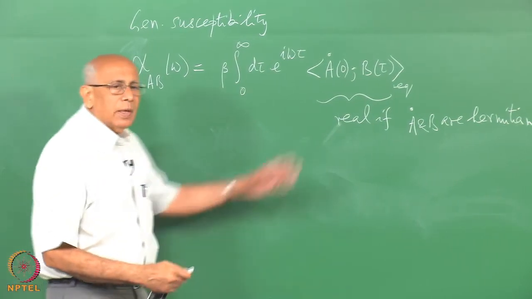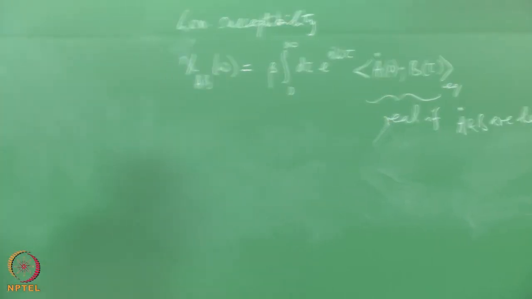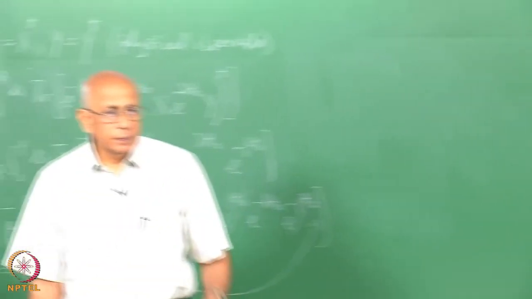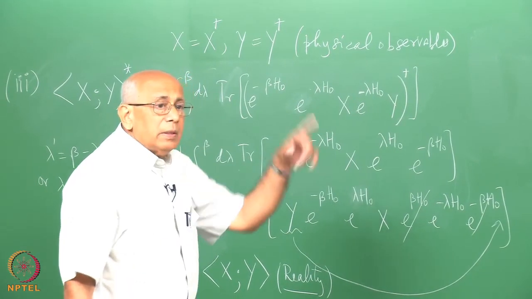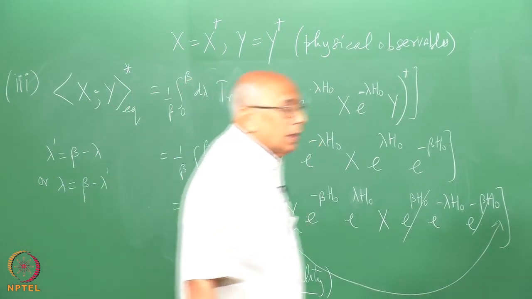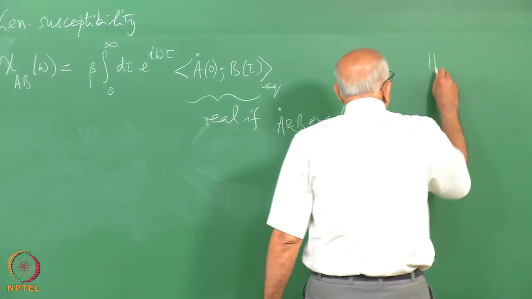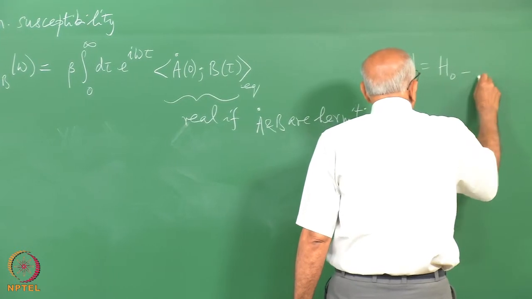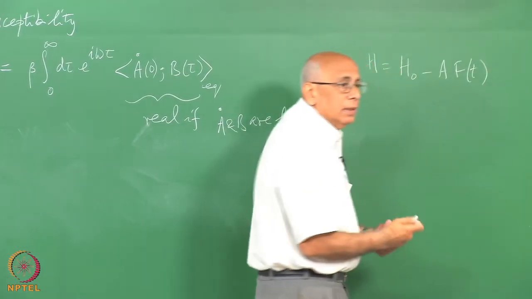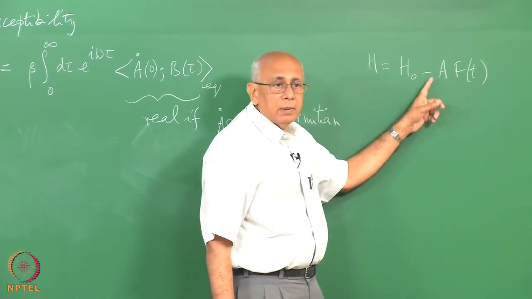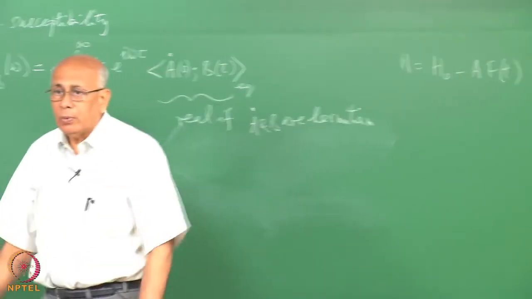Instead of x, I call it A dot, instead of y, I call it B. We have just seen that it is real if A dot and B are Hermitian. Now, what appears in the Hamiltonian, if you recall, is this. Remember, our total Hamiltonian was H equals H naught minus A f of t. This was the operator that appeared, not A dot. A dot came because of manipulations in between.